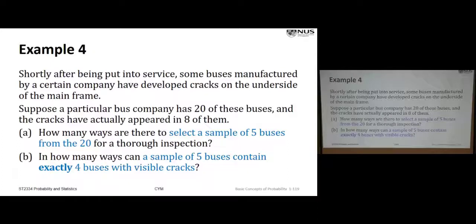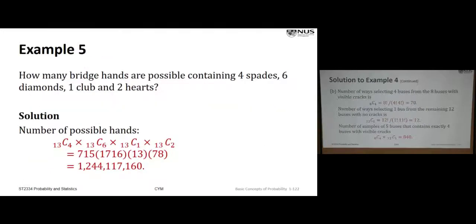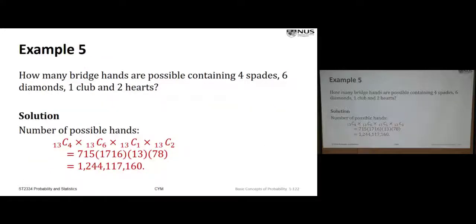Okay, example 4. I think I skipped this one. Example 5 is quite straightforward. It's basically about bridge hands. You know what bridge is, right? It's a deck of cards divided into 4 parts, and there are two groups of players who play in pairs, all right? And anyway, it's a hand of 13 cards.